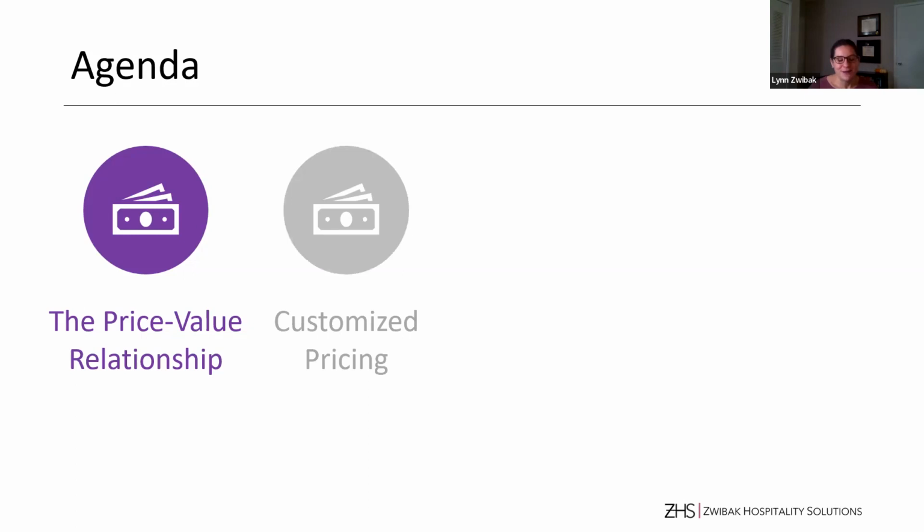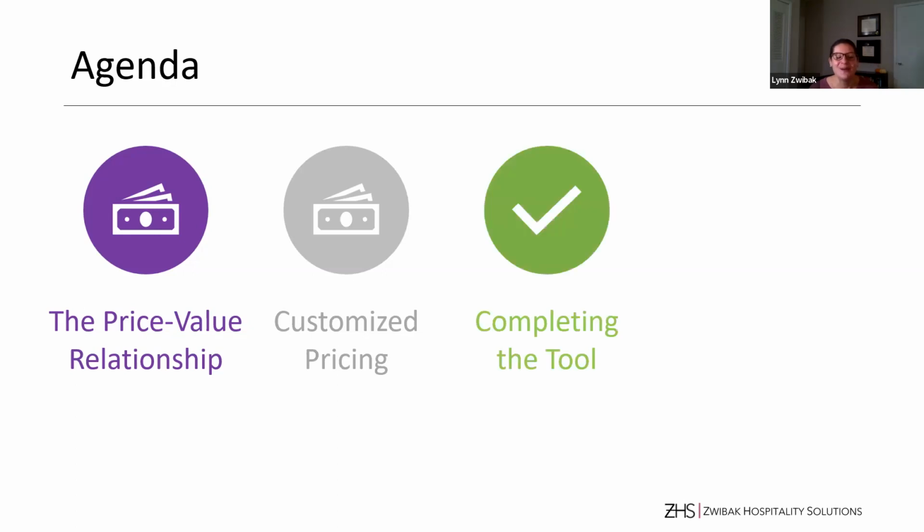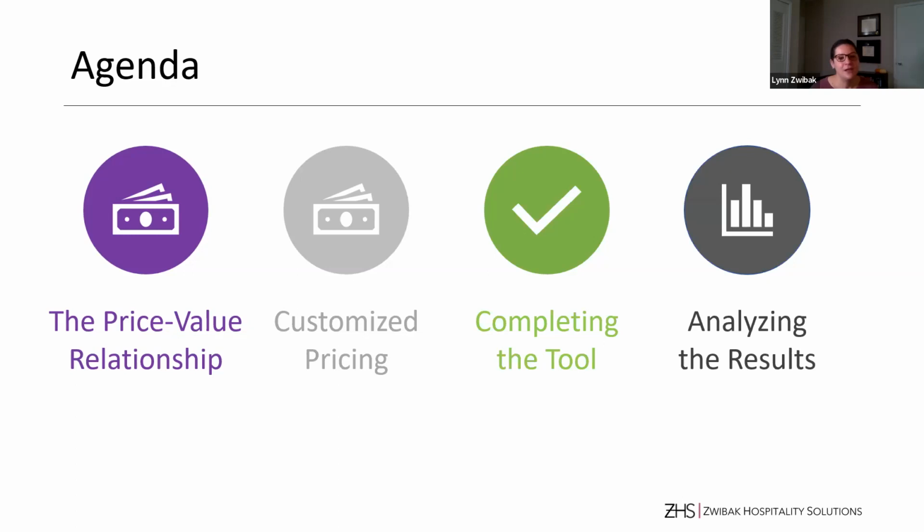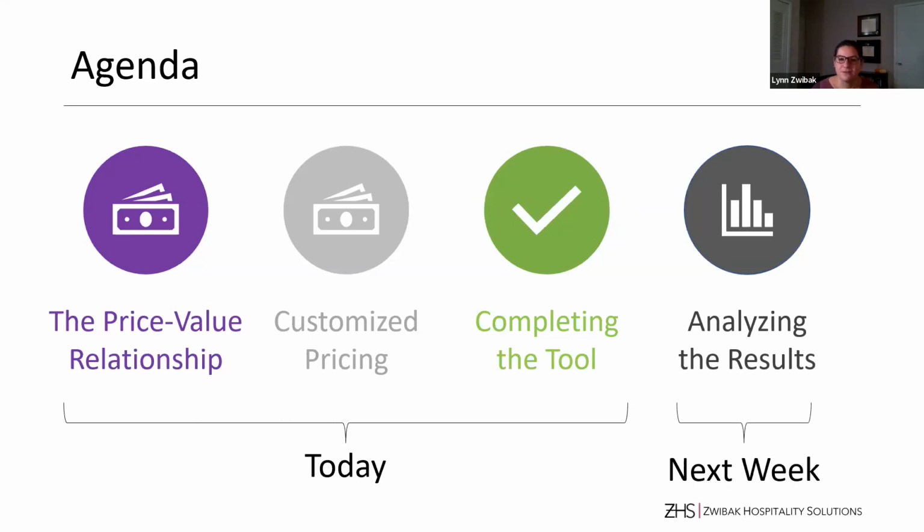Then we'll talk about customized pricing, or price discrimination, which is a term I don't love. Then we'll get into how to complete the tool and analyzing the results. So we're going to talk about the first 3 items today, and then we'll start analyzing the results next week.